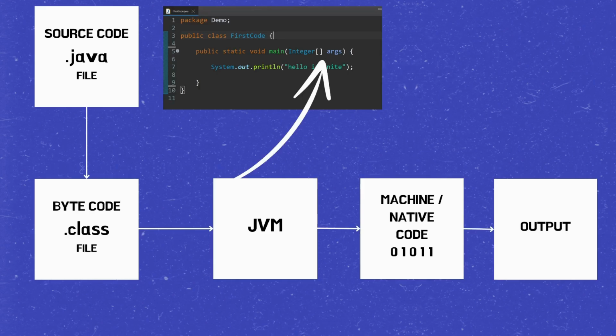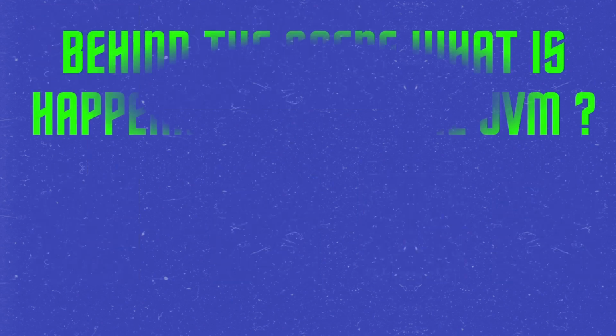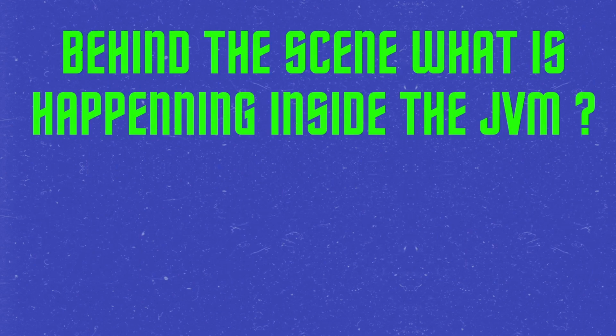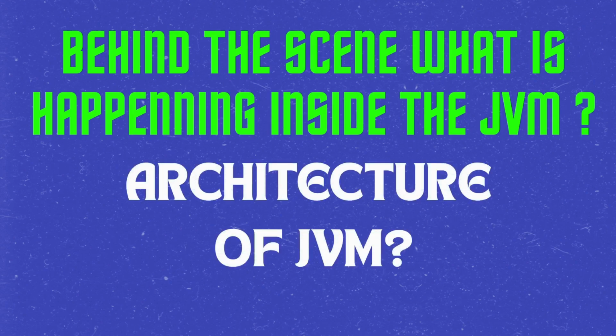So is it that simple? No, there is a lot happening inside this JVM. So what is happening inside the JVM that you get an output? Let's understand what is happening behind the scenes inside the JVM. To understand that, we will understand the architecture of the JVM. In the JVM, you have different modules, or layers, or you can say steps.